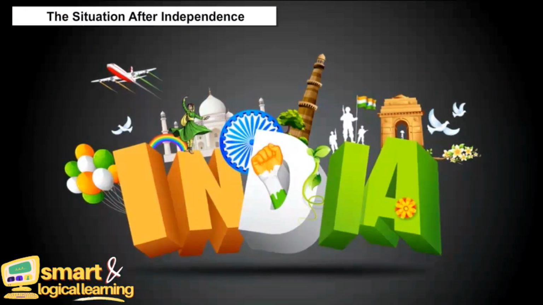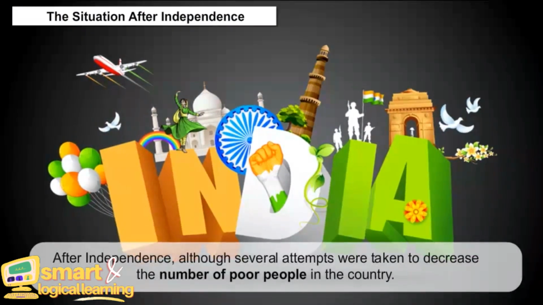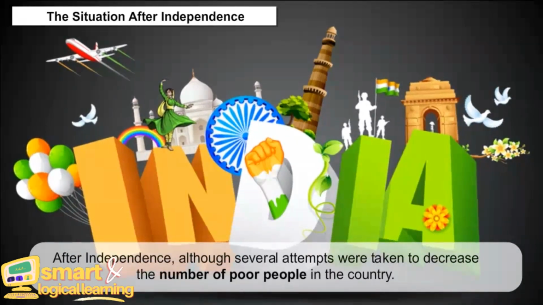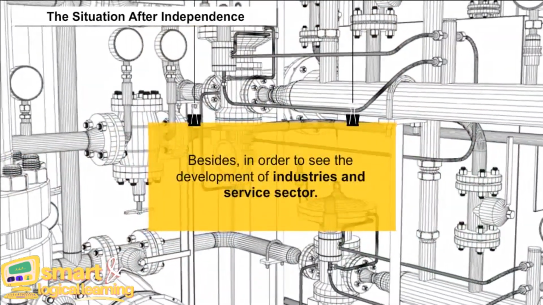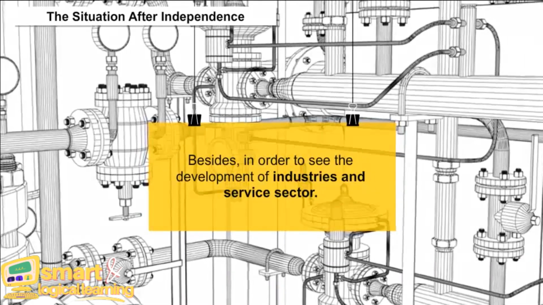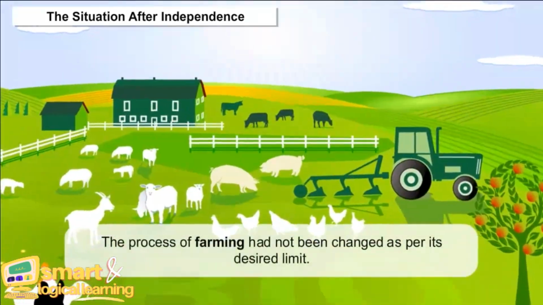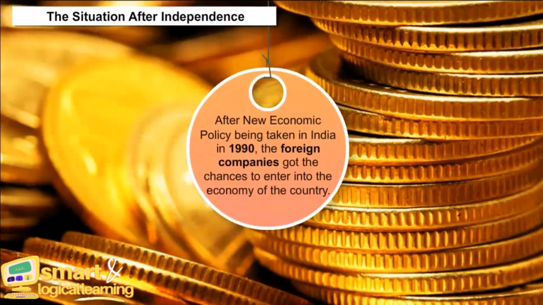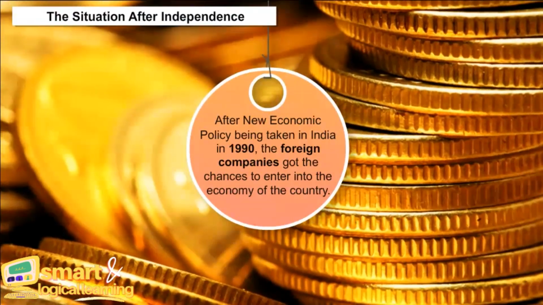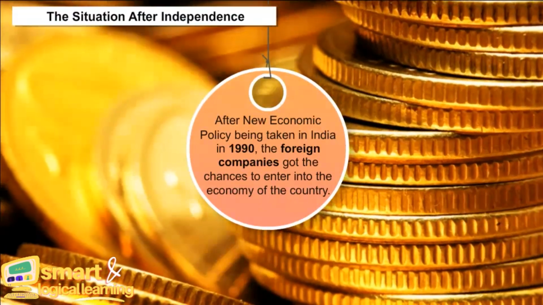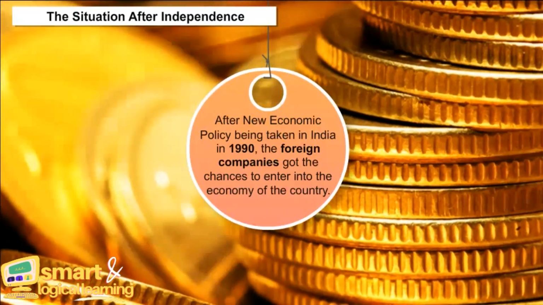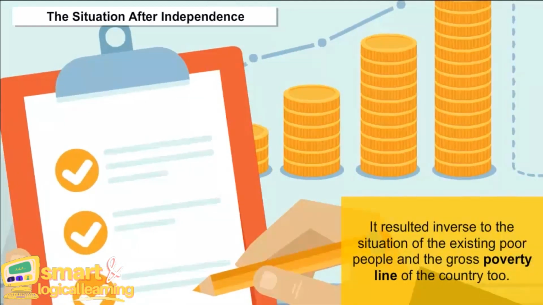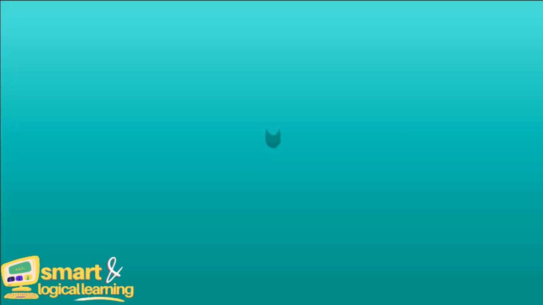The situation after independence. After independence, several attempts were made to decrease the number of poor people in the country. Besides, in order to develop the industries and service sector, the process of farming was not changed to its desired limit. After the new economic policy was adopted in India in 1990, foreign companies got the chance to enter the economy of the country. It made the situation worse for the existing poor people and for the gross poverty line of the country too.